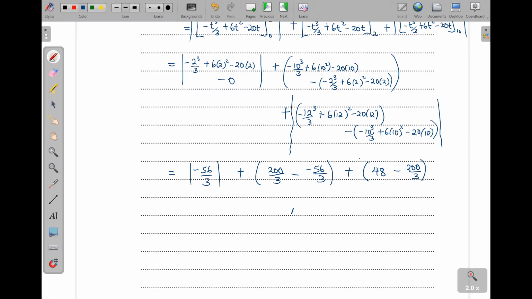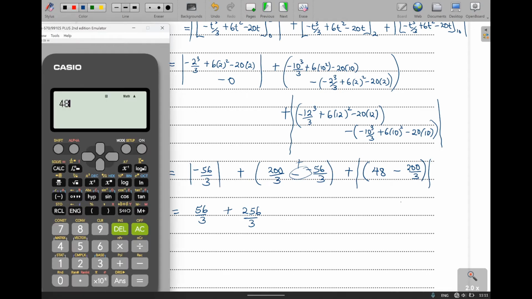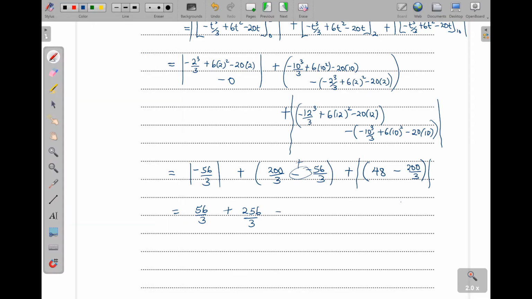Okay, we have modulus signs here. Now, here we shall get the 56 over 3. Then here, this one is going to be a plus, so it will be 256 over 3. And then 48 minus this 200 over 3 gives us negative 56 over 3. But with the modulus, it becomes a plus, so plus 56 over 3.